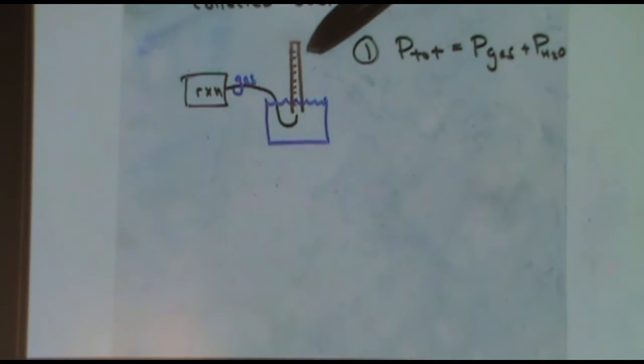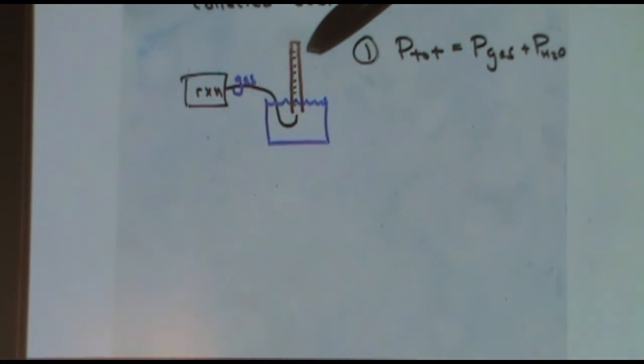You see P water. Where do you think the water is coming from? It's the vapor pressure of the water. So the water is a liquid and it's vaporizing. Okay? So there are two gases in there, water and the gas from the reaction. We care about the gas from the reaction.